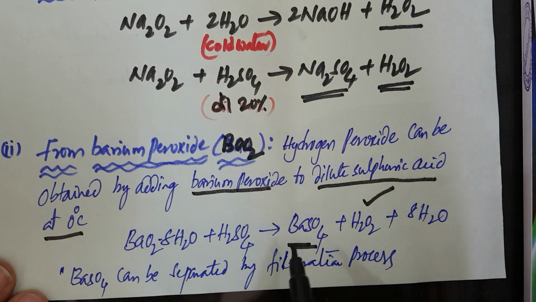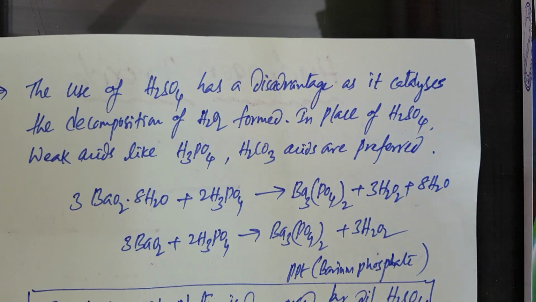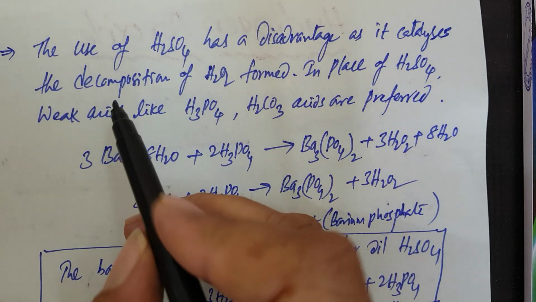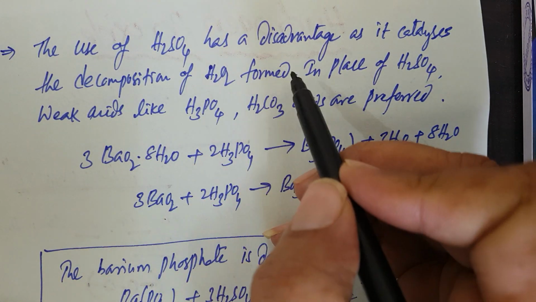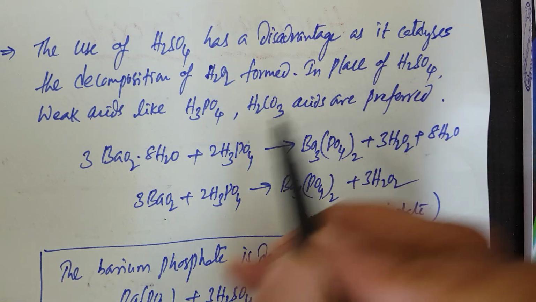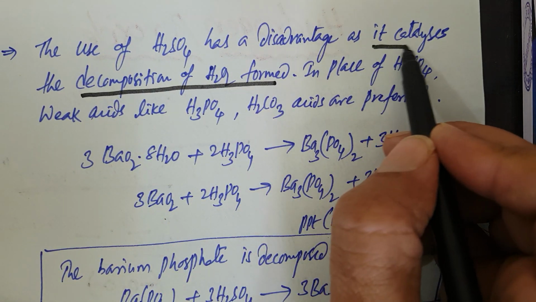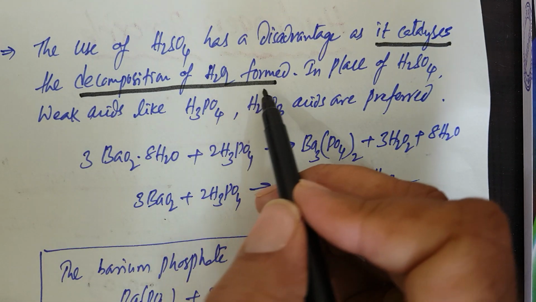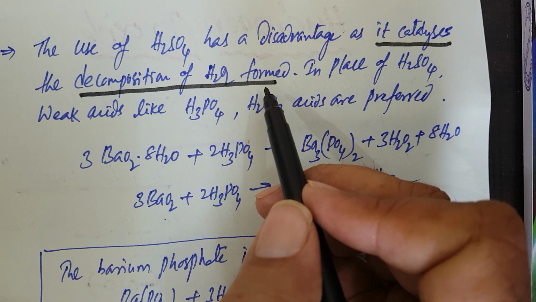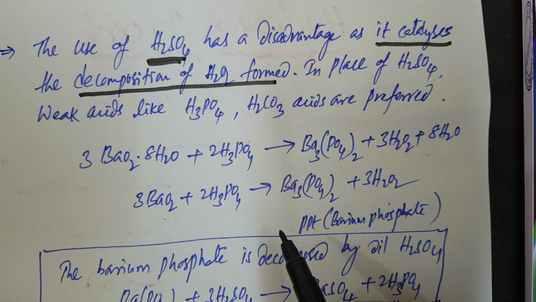This method has a disadvantage, because of the presence of sulfuric acid. So this is clearly mentioned. The use of sulfuric acid has a disadvantage because it encourages the decomposition of hydrogen peroxide. In the presence of sulfuric acid, it catalyzes the decomposition of hydrogen peroxide, meaning what? Due to the presence of sulfuric acid, hydrogen peroxide undergoes decomposition to water and oxygen.